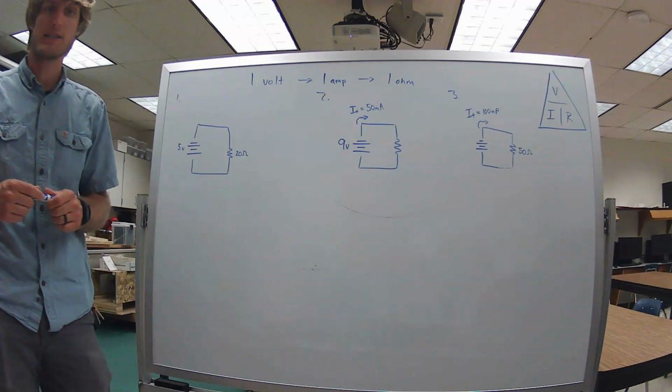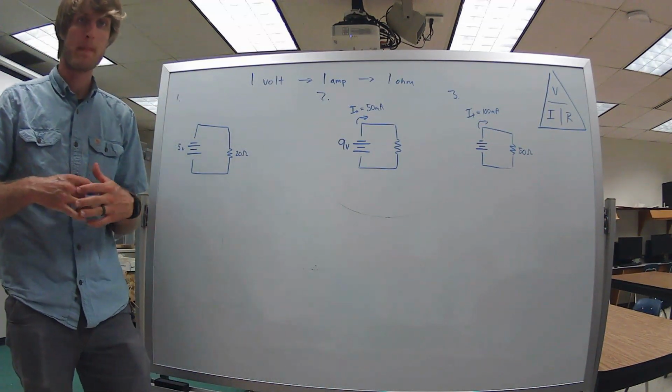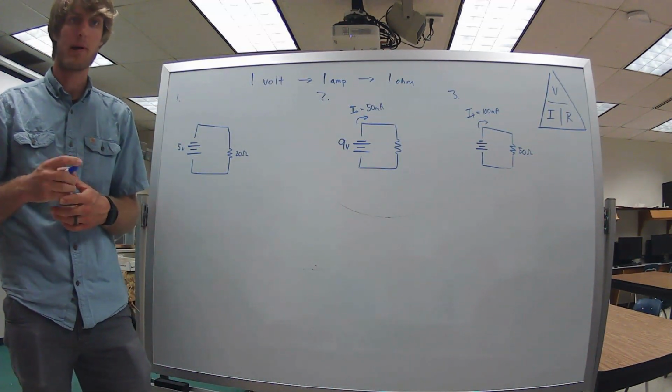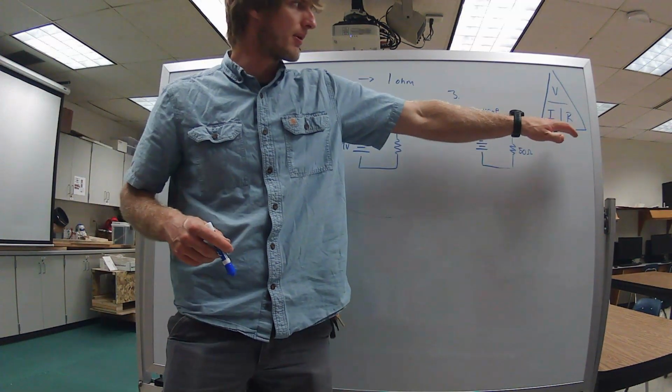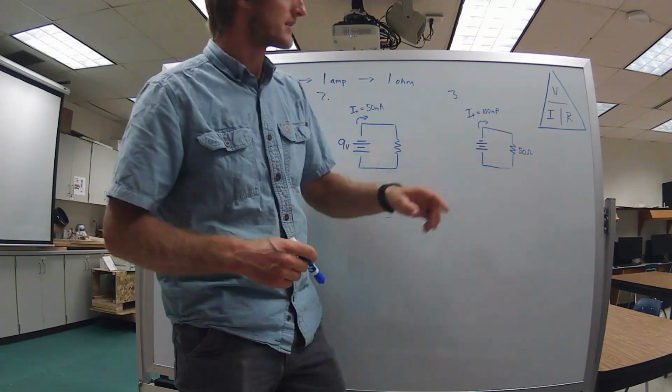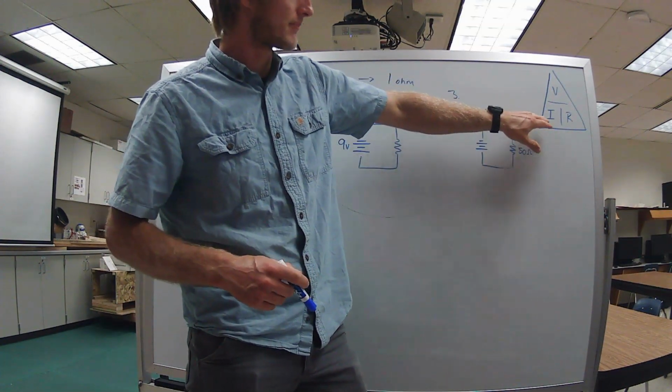You will most likely see in most literature from other teachers, textbooks, PowerPoints, online, most people always show Ohm's Law, and this is the way I think I remember it best, as the Ohm's Law triangle. So on the top we have voltage, and then we have amperage and resistance.